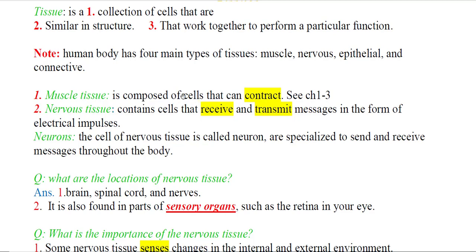So many cells collect, but they can contract and relax.